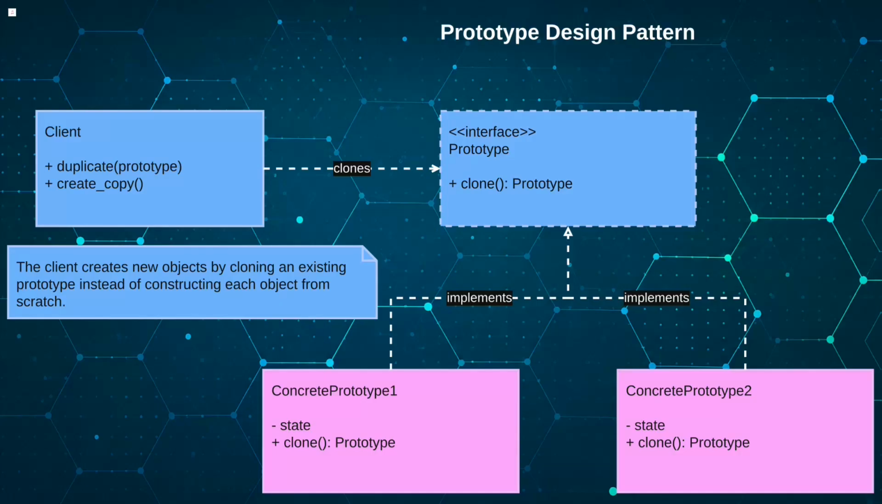ConcretePrototype performs the actual copy in Python. copy.copy and copy.deepcopy are common tools for implementing this responsibility. Client requests new objects by cloning existing prototypes instead of constructing and configuring every object from scratch.